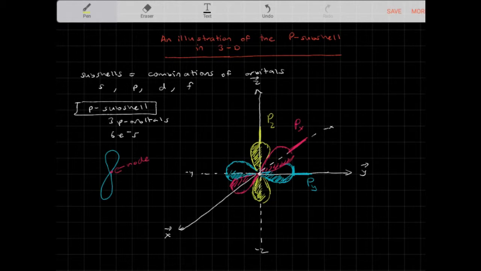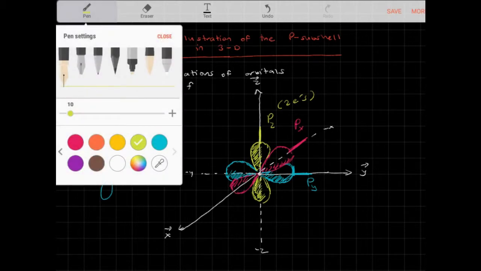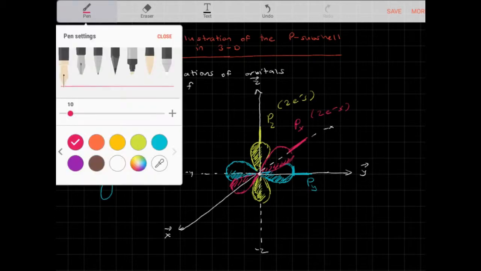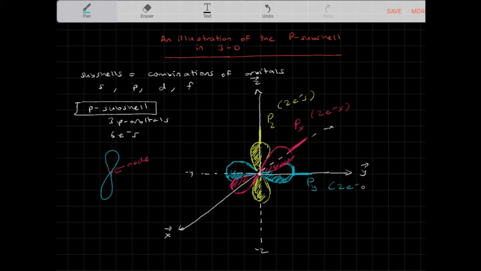And each of these orbitals holds a maximum of 2 electrons. You have a maximum of 2 electrons here, a maximum of 2 electrons here, and a maximum of 2 electrons here. So each of these orbitals can hold 2 electrons.